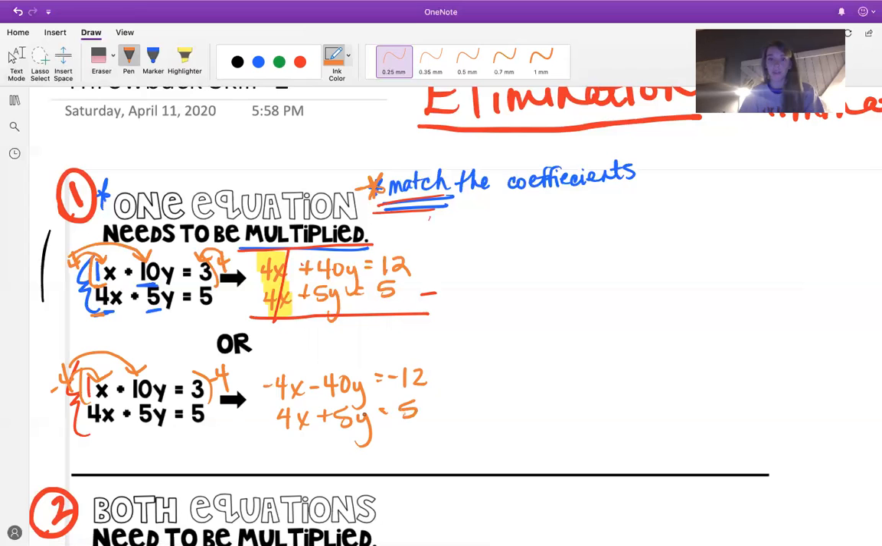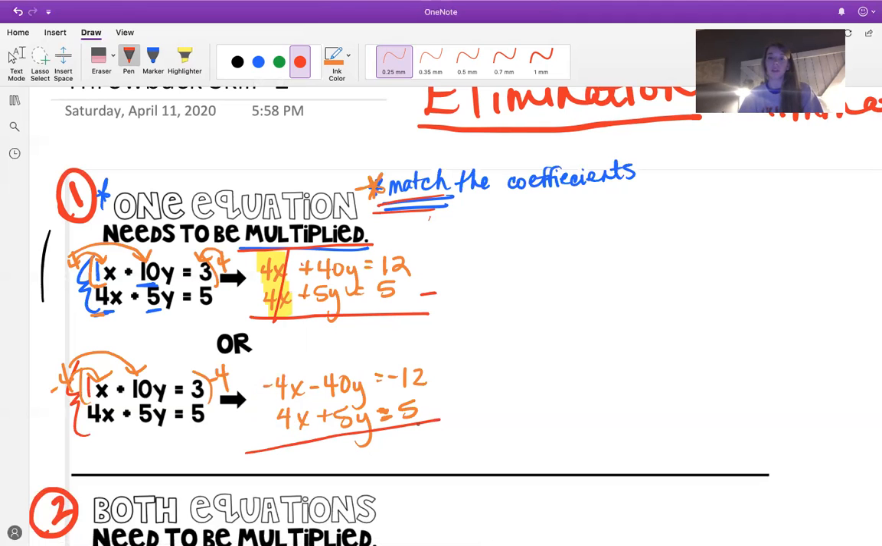And that stays 5. Okay, now this one's different. Obviously, you can see that now we're working with all negatives up here. So in order to eliminate a variable, we're not going to subtract them this time, because now I have a negative 4 and a positive 4.